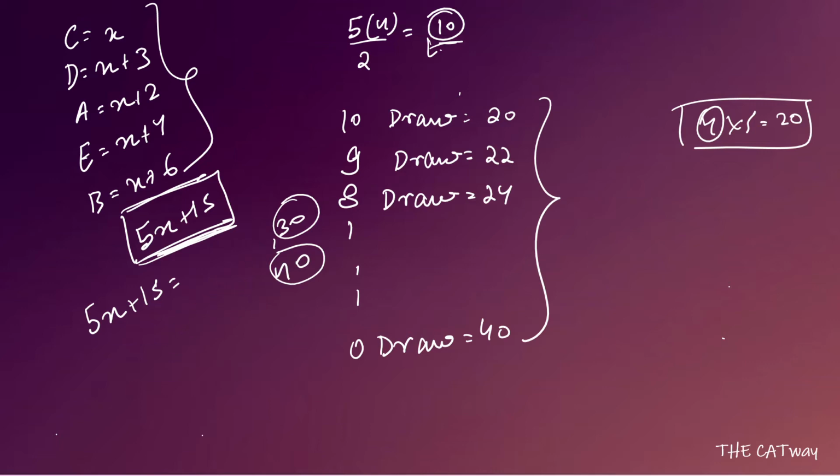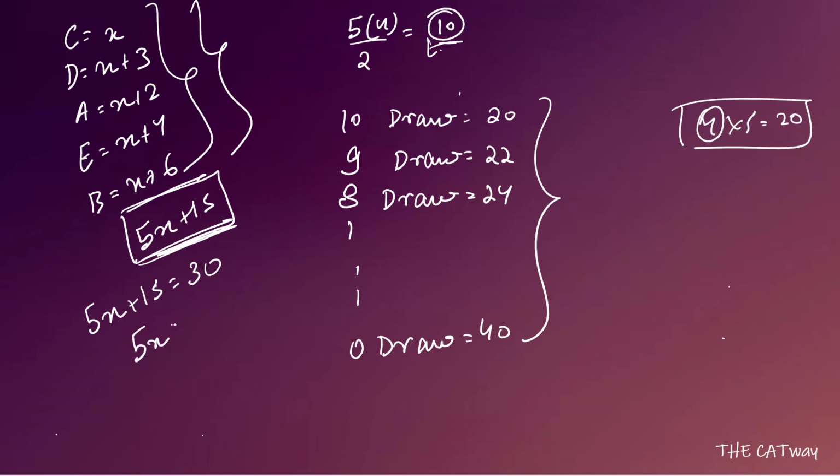Coming to 40 points, when we have 40 points, the team have 16, 12, 8, 4 and 0 points. Again, we are not satisfying the criteria. So that means the total number of points are going to be 30. Okay. So if we take 5x plus 15 is equal to 30, we get 5x is equal to 15 and we get x is equal to 3.